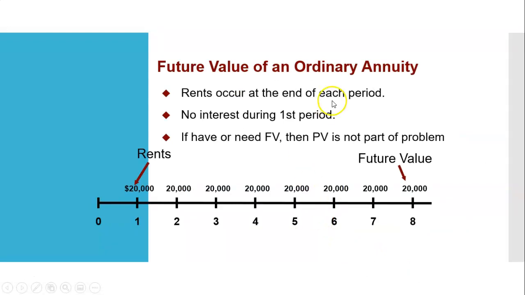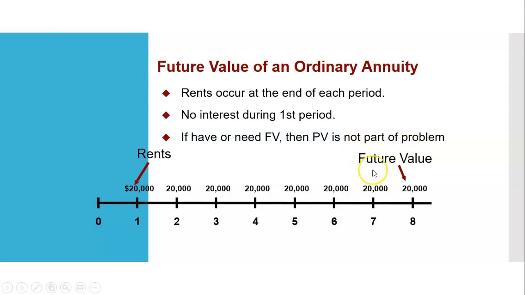So again, if it's an ordinary annuity, the rents occur at the end of each period. There's no interest during the first period because you can see from 0, which is today, up until the end of period 1, there's nothing in there. So the first rent doesn't happen till the end of the period, and so this whole first interest is not there. If you have or need the future value, then present value is not part of the problem.